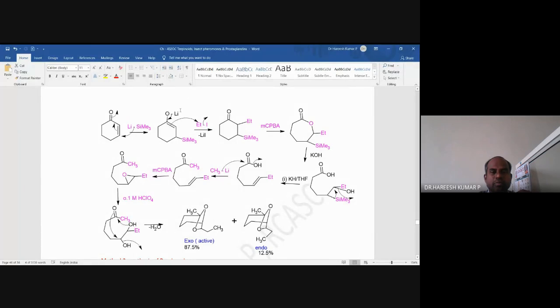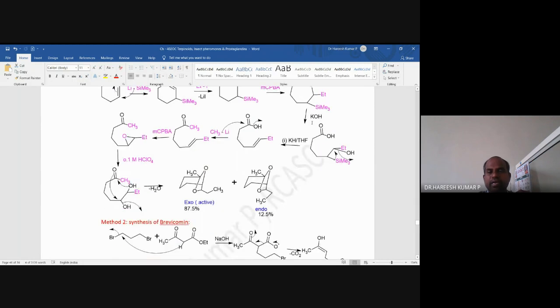This substituted product on treatment with ethyl iodide, it's an electrophile. The obtained compound is this. This compound is subjected to MCPBA, it's Baeyer-Villiger oxidation. A ketone is converted to a lactone. Lactone on ring opening gives a hydroxysilyl compound. This hydroxysilyl compound on treatment with base gives an alkene.